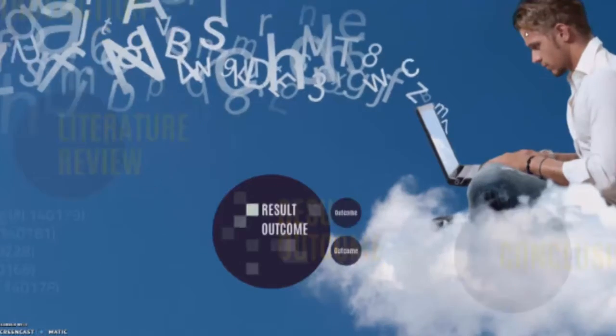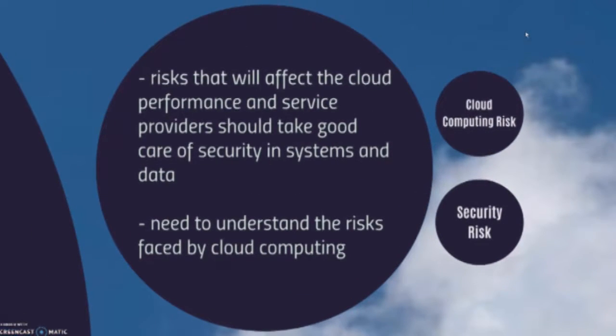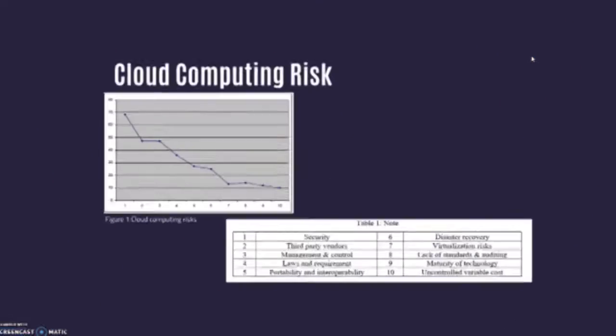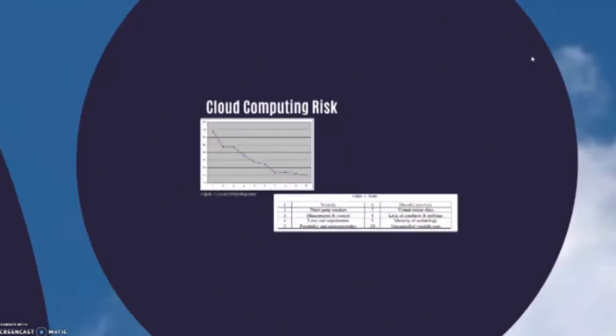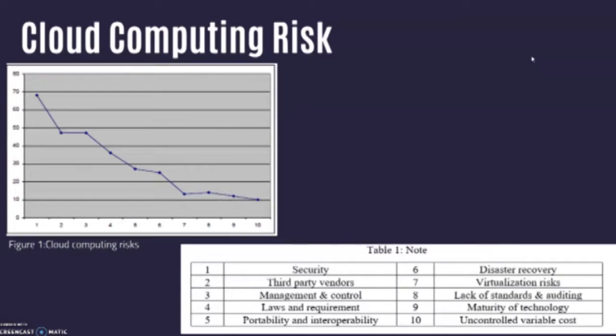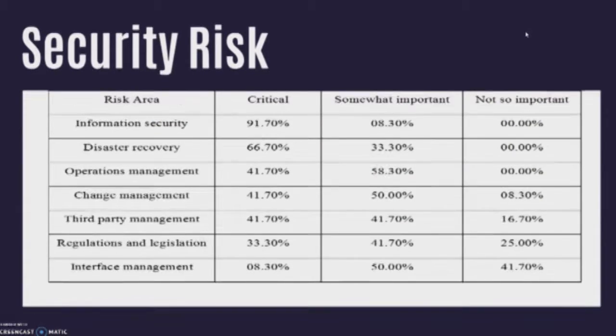Next, I will present the result outcome. There is always a risk that will affect cloud performance, although some policies and procedures are enforced to overcome such issues. But this is not enough because we need to understand the risks faced by cloud computing. Figure 1 shows the cloud computing risks and table 1 shows the notes for the cloud computing risks. According to figure 1, we know that security is a major risk for cloud computing, followed by third-party vendor and management and control. An individual report on security risk areas shows that the major risk area in cloud computing is security, followed by disaster recovery. However, operation change and third-party management are rated somewhat important to mitigate risks for cloud computing.